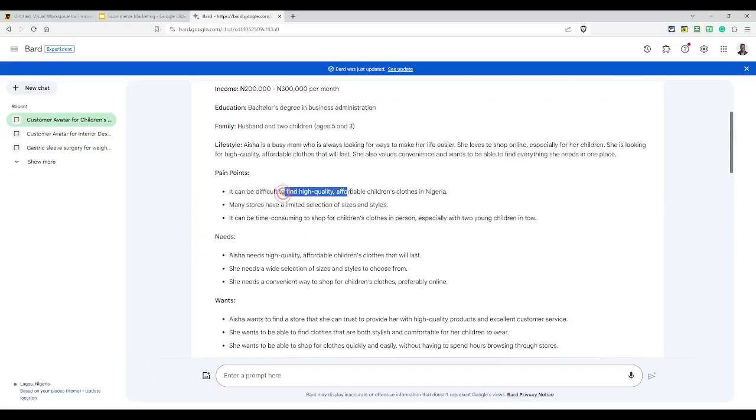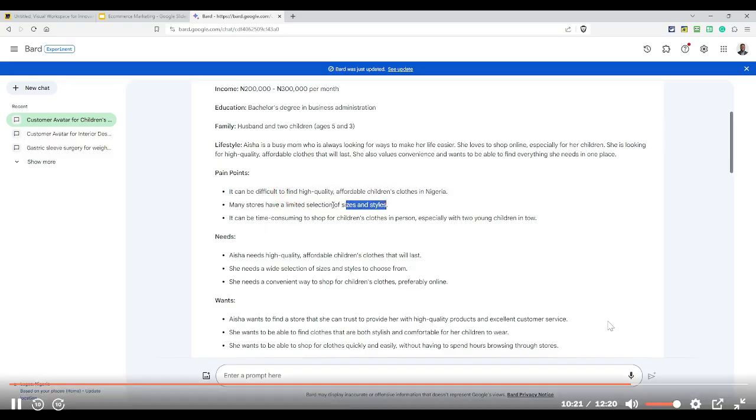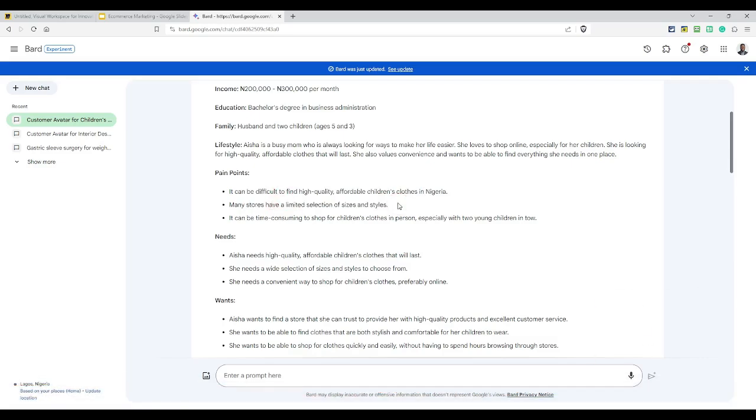In one post, you're talking about how somebody can easily get high quality, affordable clothes from you. In another one, you're talking about how you have plenty of selections of sizes and styles. In another one, you're talking about how it is easy to place an order on your website. Those are 3 different posts. Those are also 3 different marketing messages you can promote. So this is the power. I want you to fully understand what it means to have a customer avatar. It changes everything.